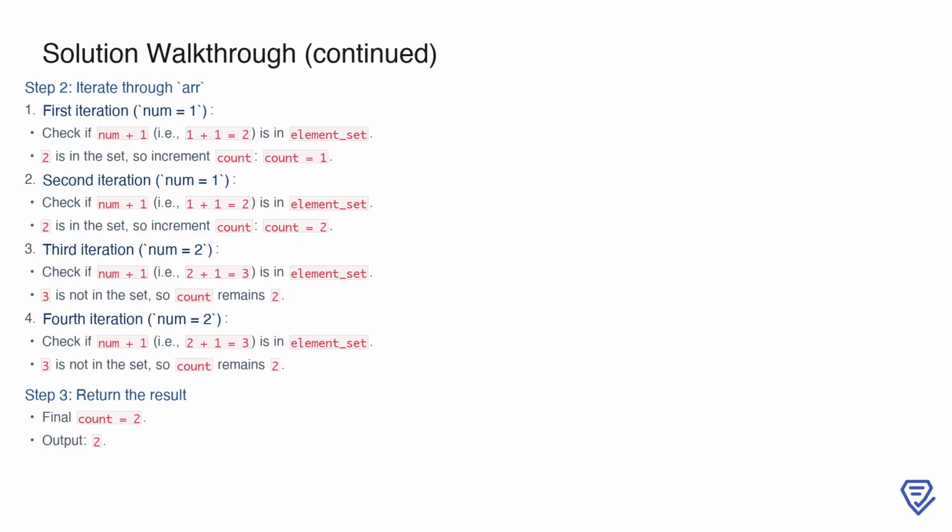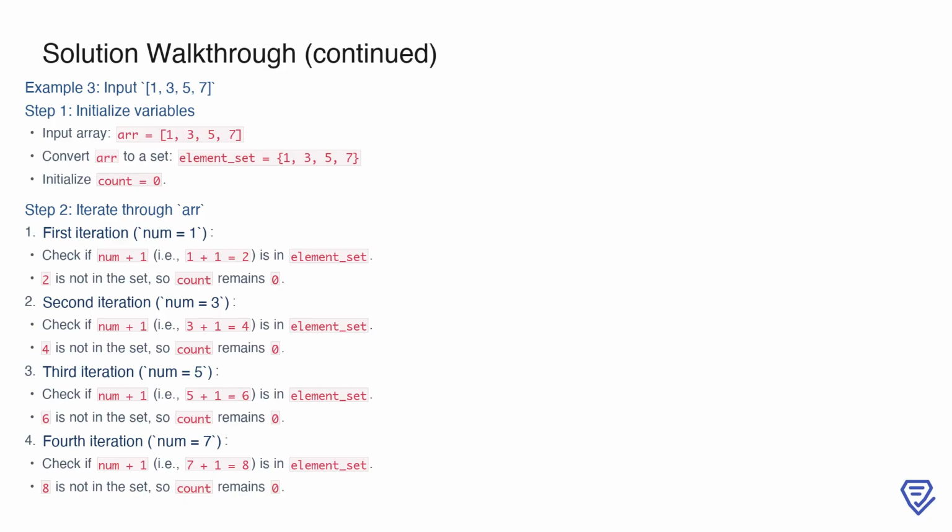On the third iteration, number is 2. We check if number plus 1, which is 3, exists in the set. This time, 3 is not in the set, so count remains 2. On the fourth and final iteration, number is 2 again. We repeat the same check, and since 3 is still not in the set, count stays at 2. After completing the iteration, we find that the final value of count is 2, and the output for this example is also 2. In the third example, the input array is 1, 3, 5, 7.